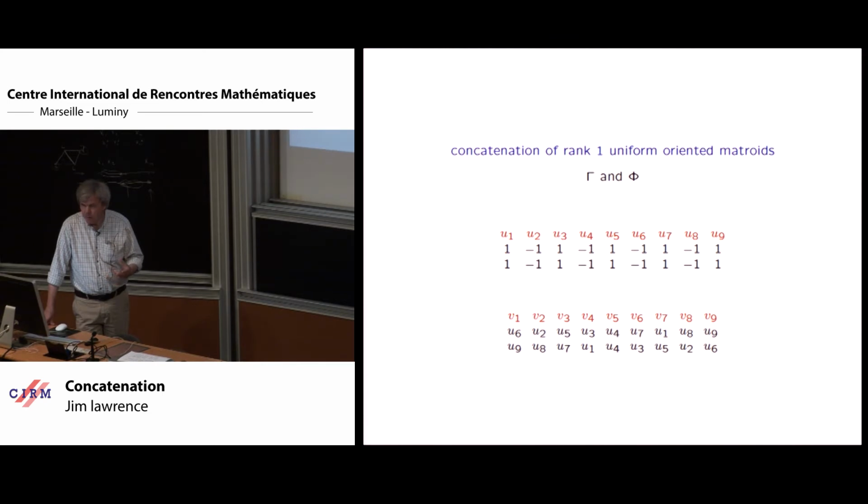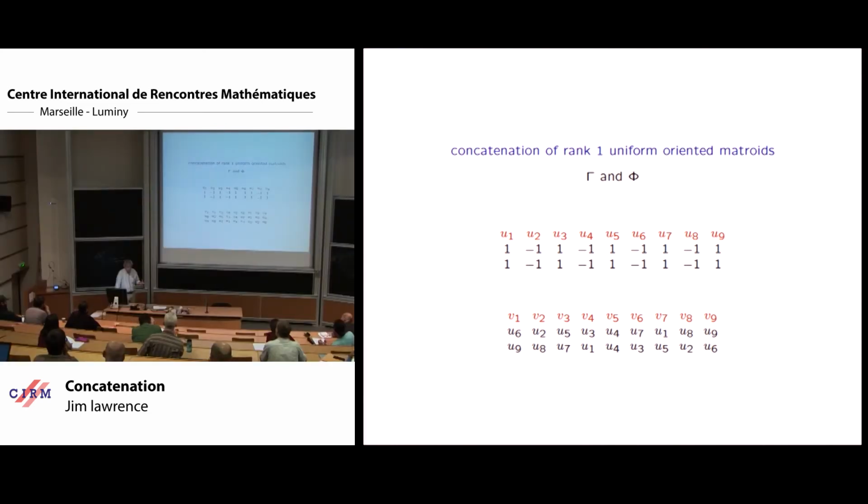Now gamma is already closed under those operations. If I just look at the matrices and take the concatenations, gamma is closed under those operations. But for phi, it's more complicated. I have to add a bunch more oriented matroids to get a set closed under those operations. So phi is much bigger.